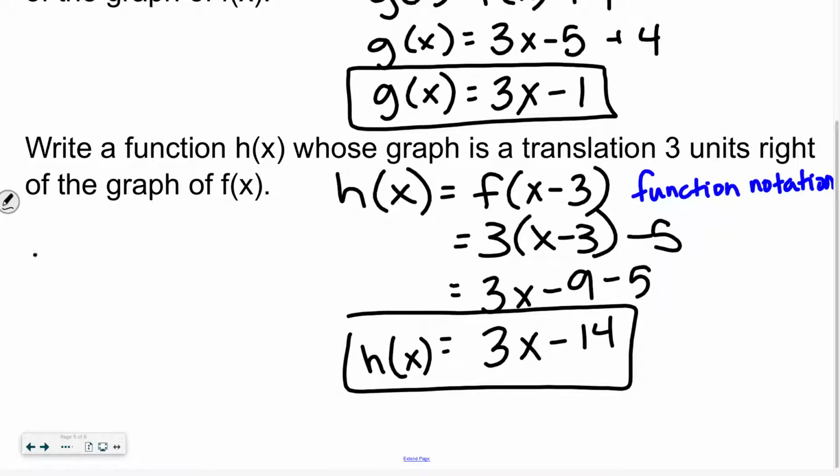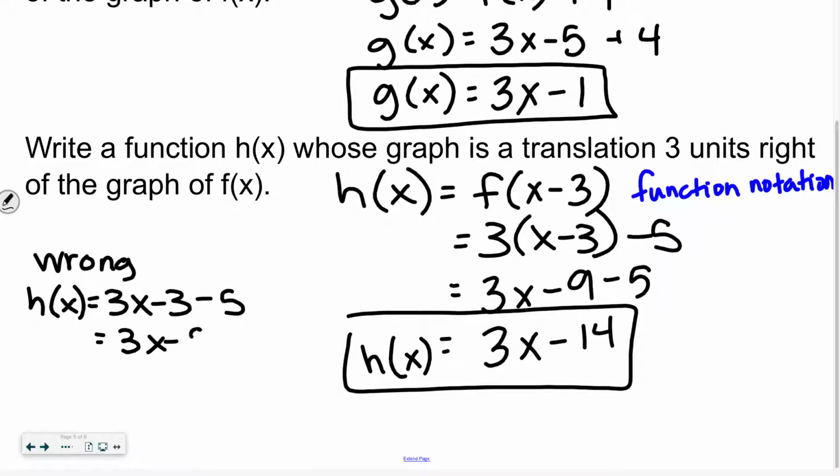Here's the wrong version I would get a lot. H of x equals 3x minus 3 minus 5, x minus 8. Because there's no parentheses around this x minus 3, you're really doing this. This is the same as 3x minus 5, the original f of x, and you're subtracting 3. So that's like y minus 3, which would be down. Okay, so you have to be careful. If you're doing it with a right-left, you need a group of parentheses.